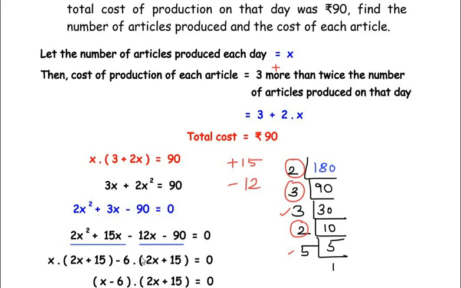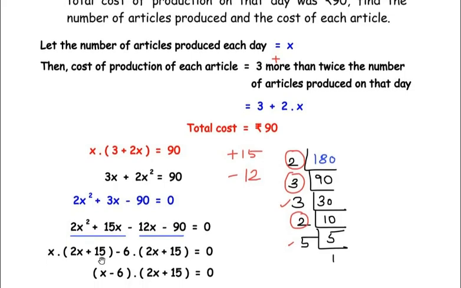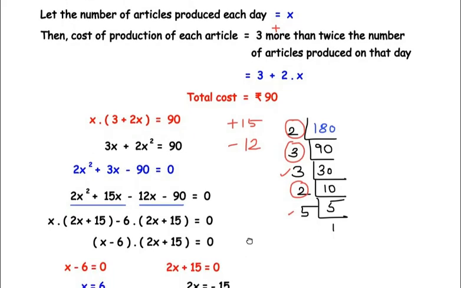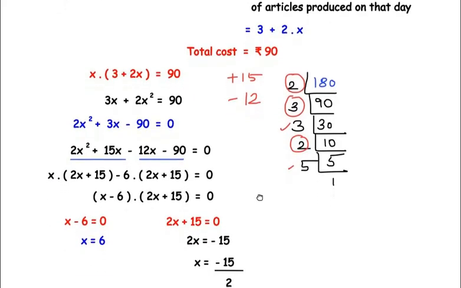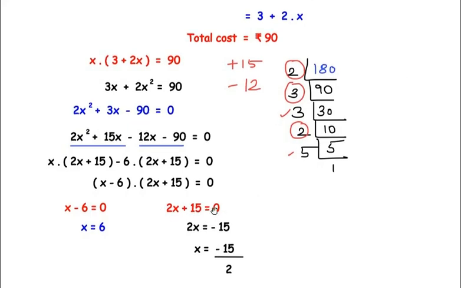Now from the second group, negative 6 is a common factor because it divides negative 12 as well as negative 90. So inside the bracket we get 2x plus 15 equal to 0. Now here 2x plus 15 is a common factor from these two terms, so we have taken it out. So the second factor becomes x minus 6 equal to 0. Now we are going to equate each of these factors equal to 0, giving us x minus 6 equal to 0 and 2x plus 15 equal to 0.